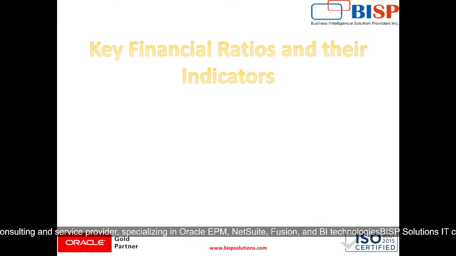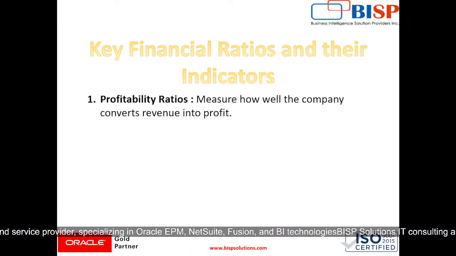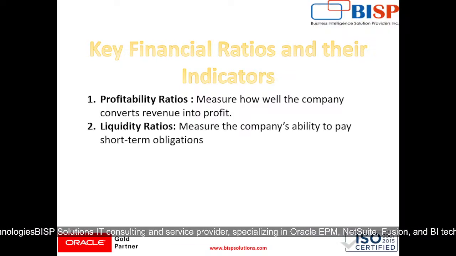Next are the key financial ratios and their indicators. First are profitability ratios, which measure how well the company converts revenue into profit. For example, gross profit margin, net profit margin, and return on equity, which is ROE. These tell us if the business model is working and if the company is truly making money or not. Next are liquidity ratios, which measure the company's ability to pay short-term obligations. For example, the current ratio and quick ratio come under liquidity ratios. If these ratios are too low, the company may struggle to pay its bills on time.